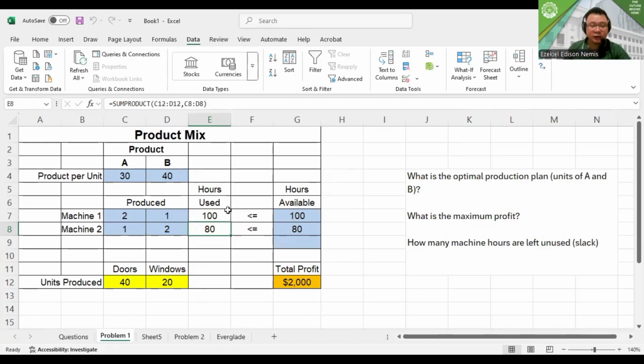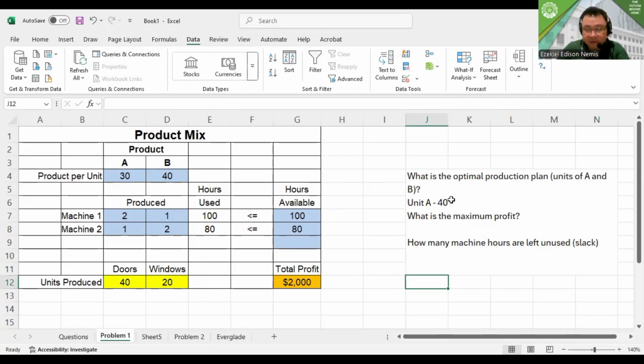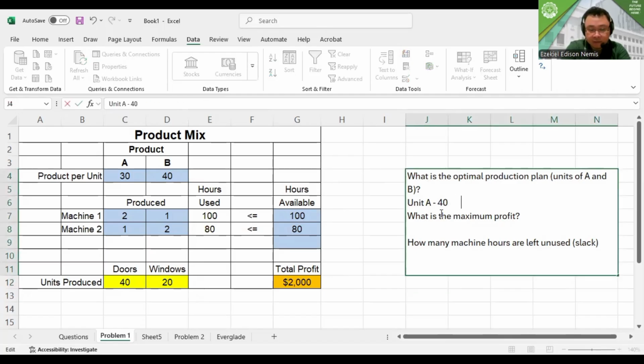As you click OK, as you can see here, the total profit is 2,000. So we already get the answer. Let us answer question number one: what is the optimization plan between unit A and unit B? Therefore, unit A is at 40, and unit B is at 20. That's the optimal production plan.